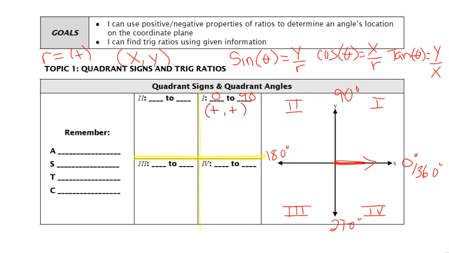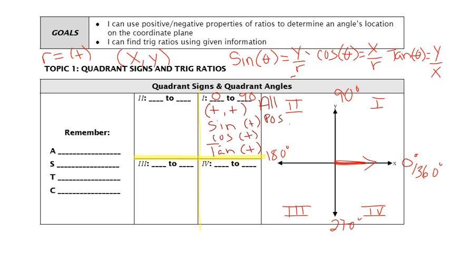So what happens is when we do y over r, and r is always positive, that's going to give us a positive number. When we do x over r, that's going to give us a positive number. And when we do y over x, that's going to give us a positive number. So what we see in quadrant 1 is that sine, cosine, and tangent are all positive. So your ratio will be positive in that. And then obviously the reciprocals kind of follow suit. So basically they're all positive in this quadrant.